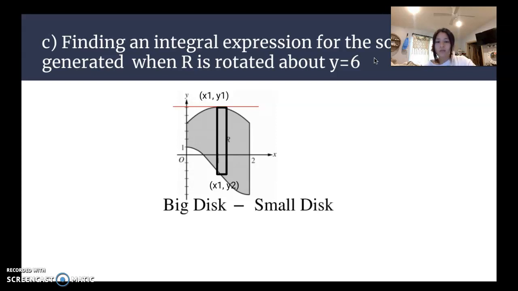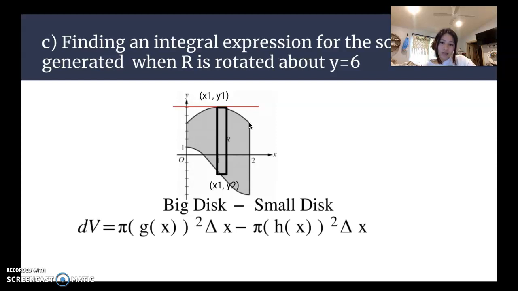And we know it's the washer method because there's a gap in between the equation and the axis of rotation. So we're doing big disk minus small disk, and since g of x is furthest away from the axis of rotation, it's the bigger disk, because when it's rotated around y equals 6, it creates the bigger disk. And then the smaller disk is h of x because it's the closest to the axis of rotation, so when it's rotated around, it creates a smaller disk.